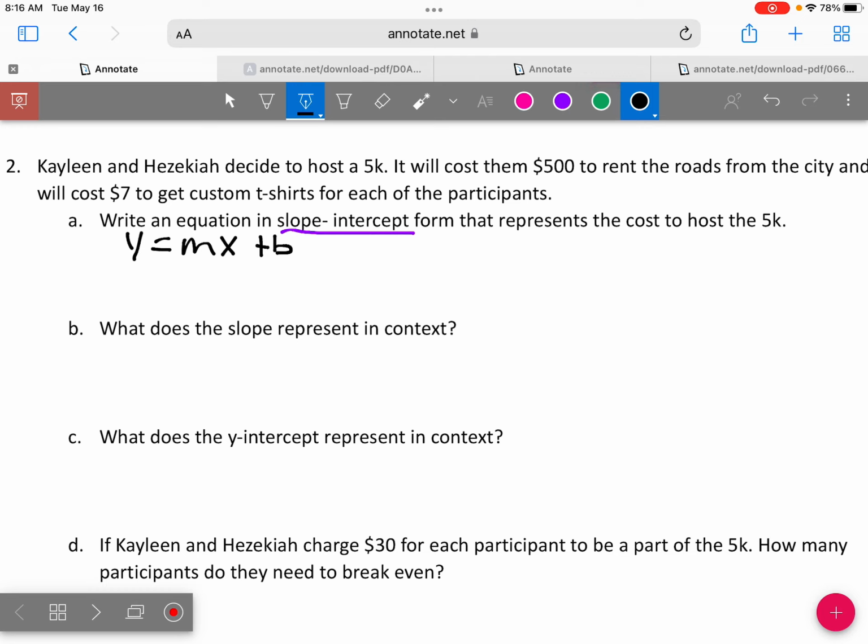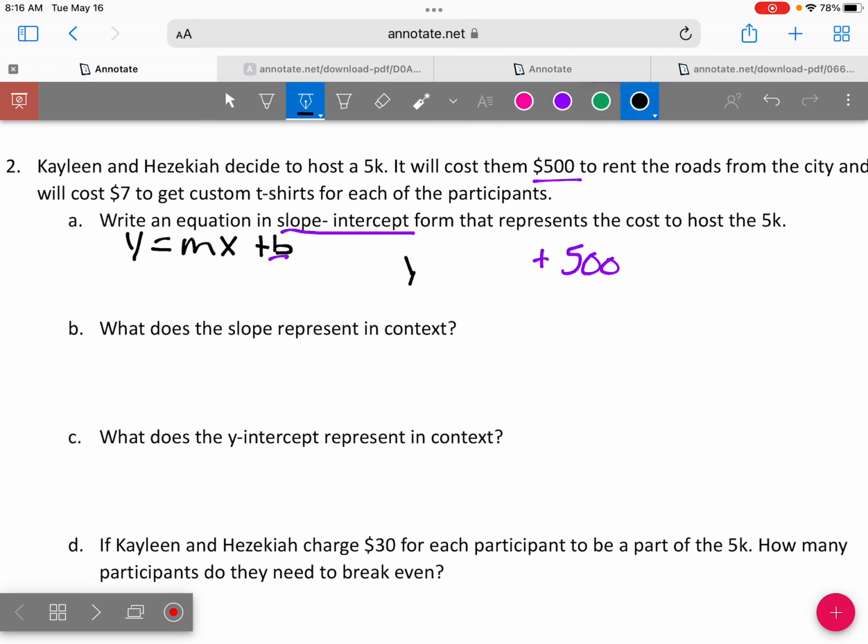The 500 goes into the b, because that is a flat rate cost. It doesn't change. I don't care if there's one person running or 3,000 people running. It costs me $500 to get the roads closed. So the 500 is our b. So we know it's going to be plus 500.